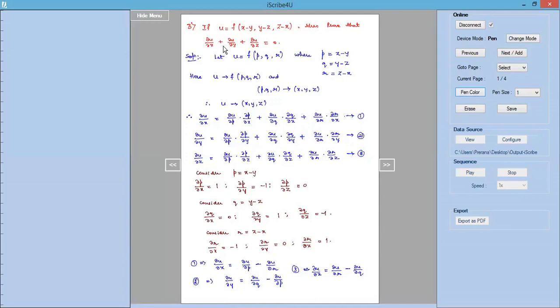Now the required resultant should be the sum of these three. We observe the sum ∂u/∂x plus ∂u/∂y plus ∂u/∂z is equal to 0, because each of these terms gets cancelled in the RHS when added up. So ∂u/∂p we have in the first one, minus ∂u/∂p in the second one, so it gets cancelled. Similarly minus ∂u/∂r in the first one, plus ∂u/∂r in the third one, which gets cancelled. ∂u/∂q in the second one and minus ∂u/∂q in the third one gets cancelled. So summing up these three, the required answer is equal to 0. We'll just consolidate that in the next page.